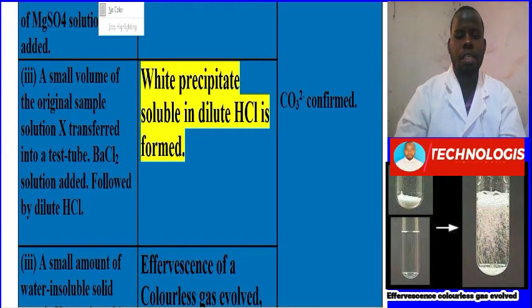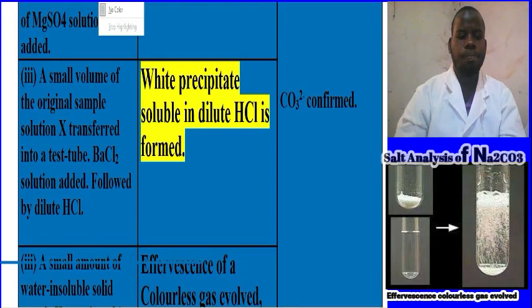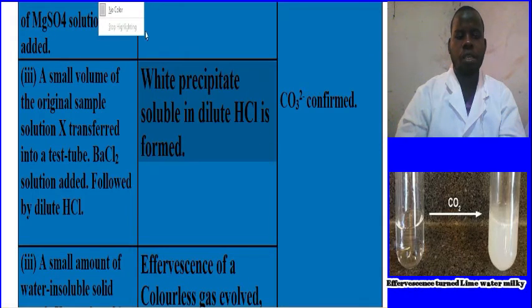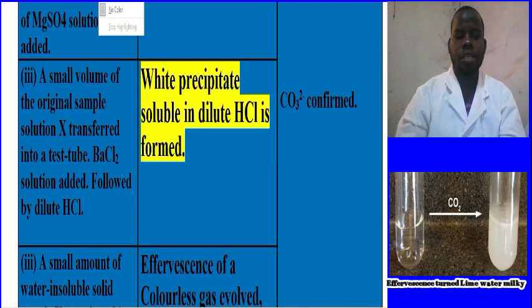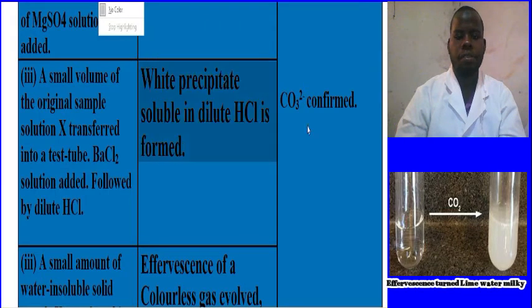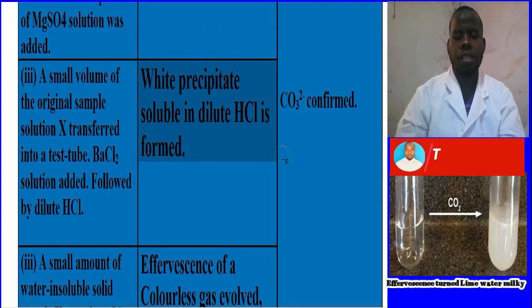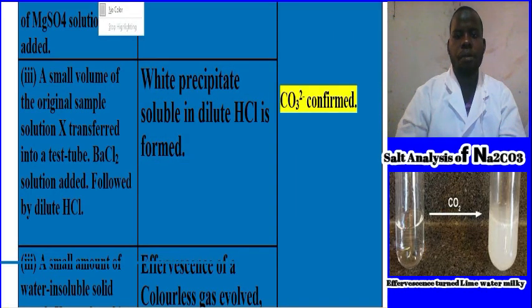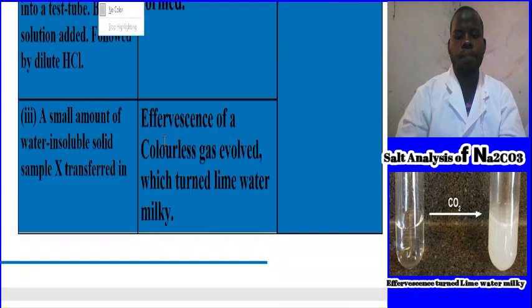Another confirmatory test we can use is nitric acid. A small amount of the water-insoluble solid sample is transferred into a test tube. A small volume of dilute nitric acid is added. Effervescence of a colorless gas evolved. That is the observation, which turned lime water milky. That shows confirmation of carbonate ion.